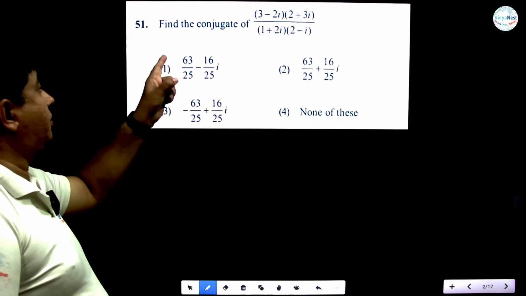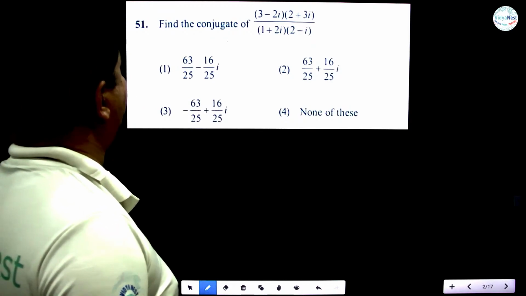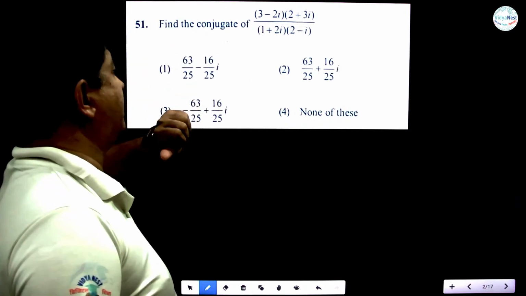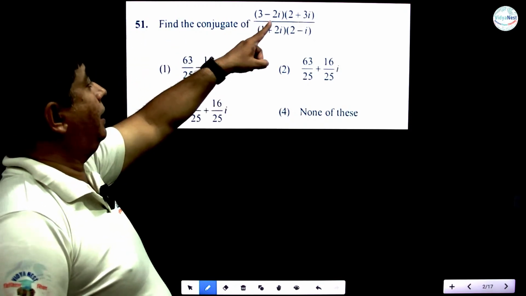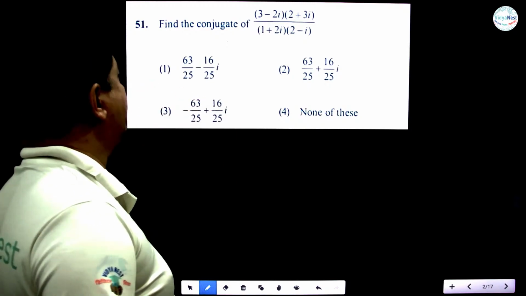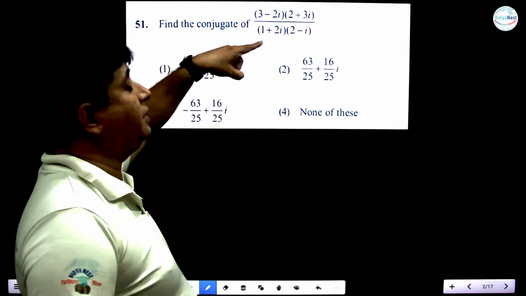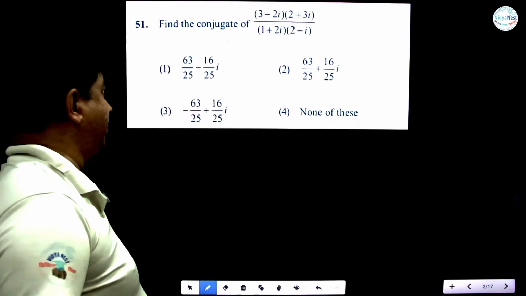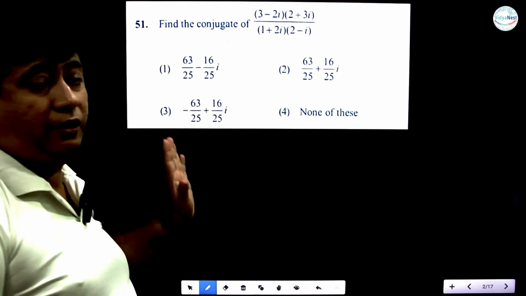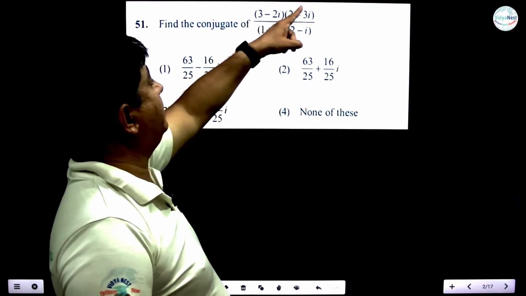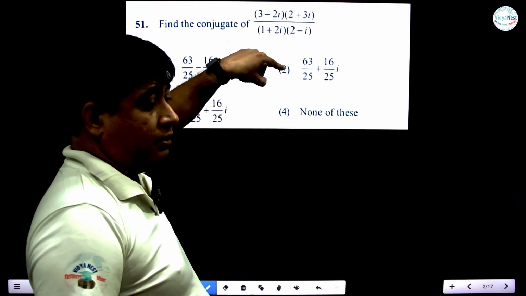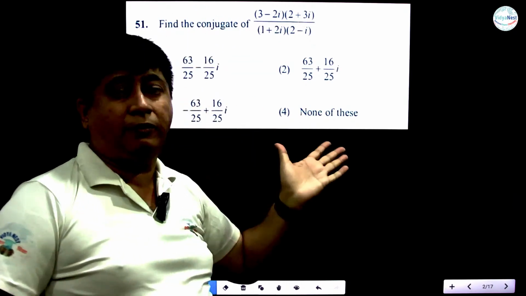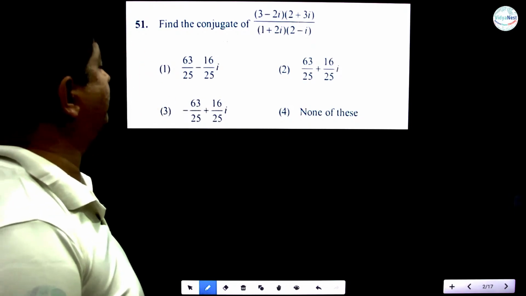See, there is one question given. Clearly it is visible that it is somehow related to complex numbers. Why? A plus ib form is given and you have to find its conjugate and match with the four options given above. Now, first of all, we have to see whether this algebraic expression of a complex number is given in standard form or not. No, that is not standard form.